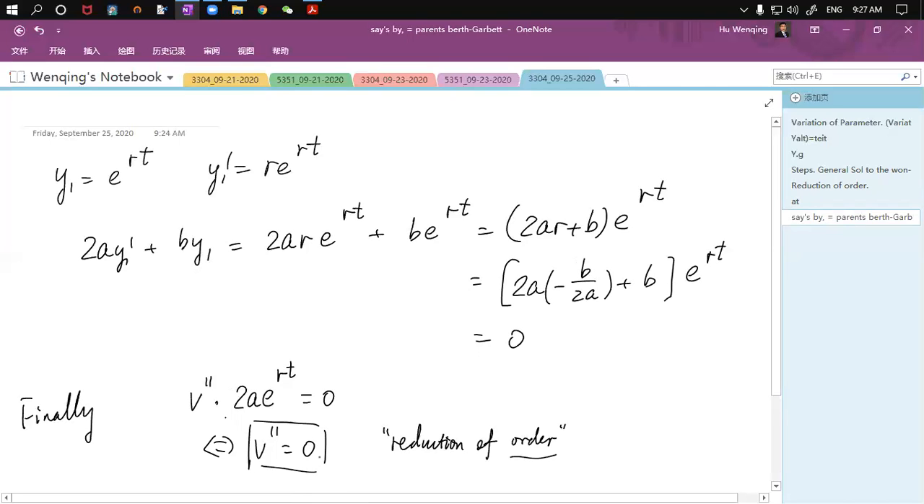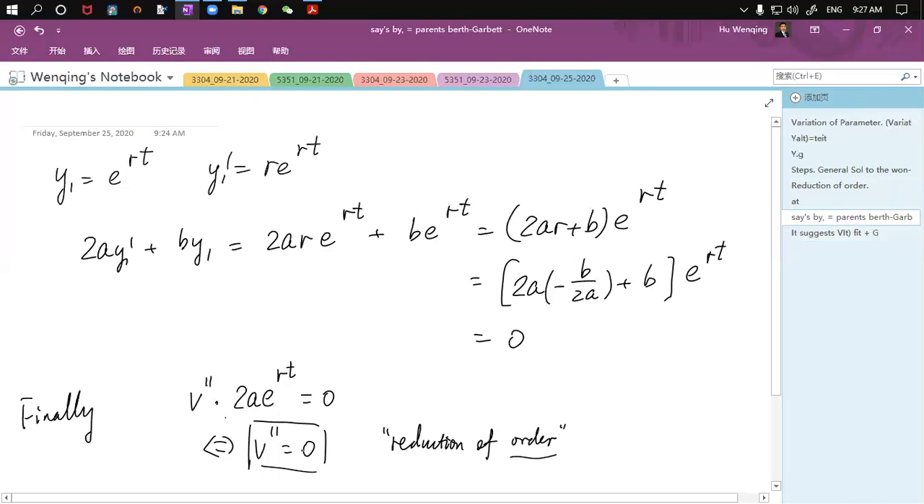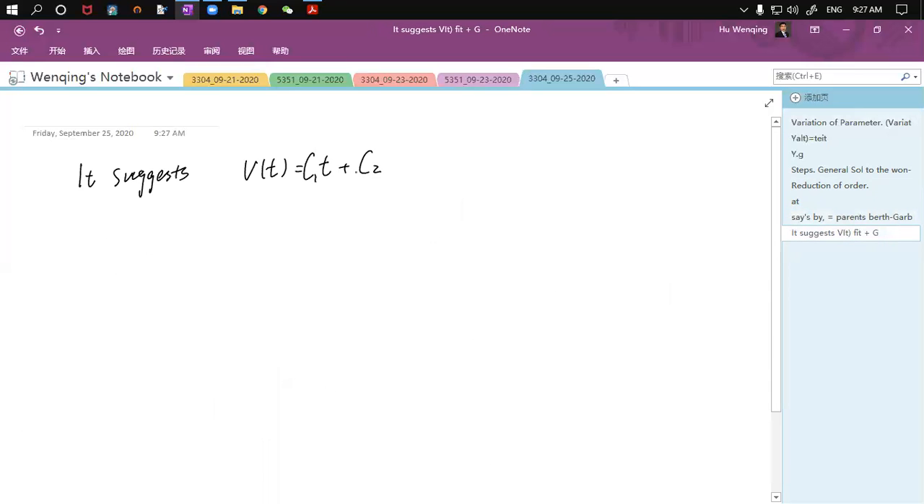Now, as long as you can apply this reduction of order, it suggests that you can take v of t equal to c1t plus c2, because we just want a function. The second derivative is 0, so the solution is going to be c1t plus c2. So the first solution y1 of t is e power rt. The second solution y2 of t is going to be equal to c1t plus c2 times e power rt.